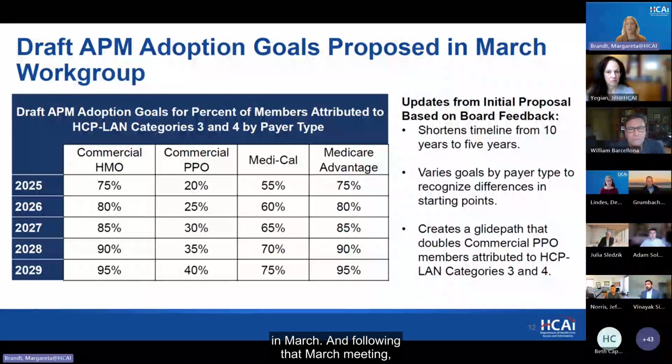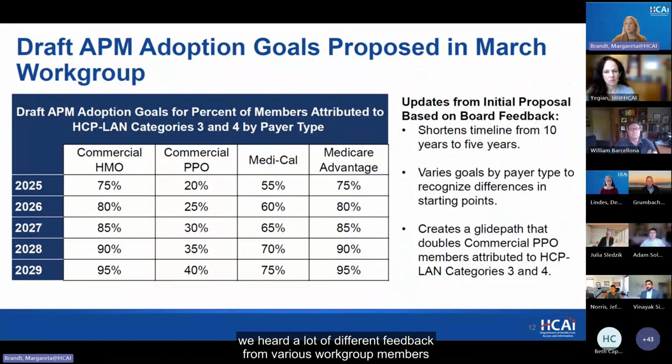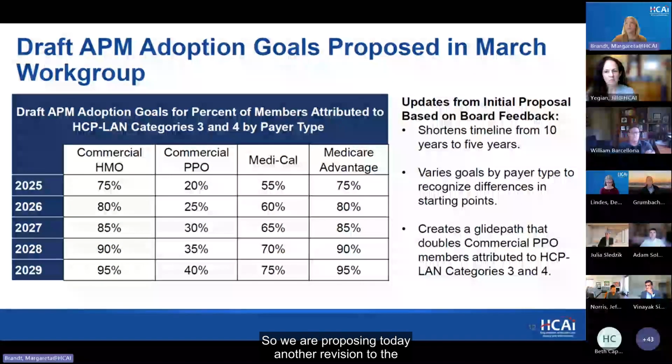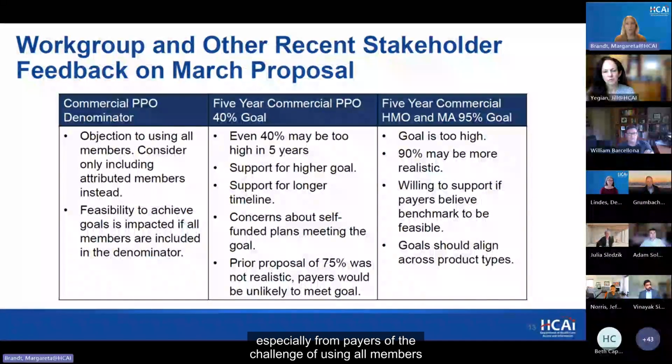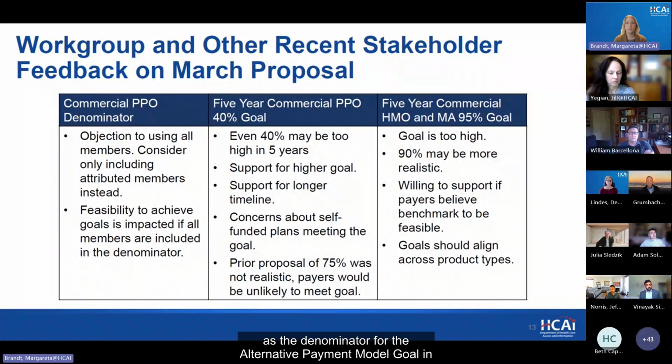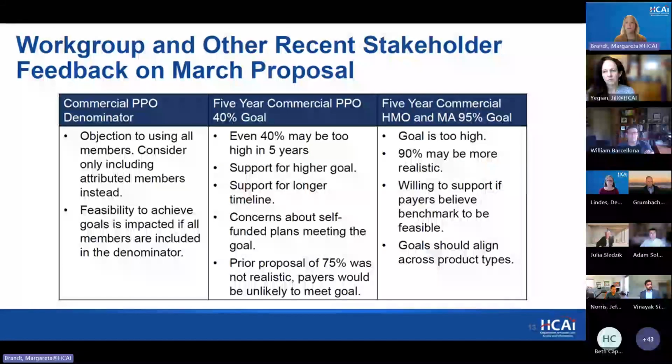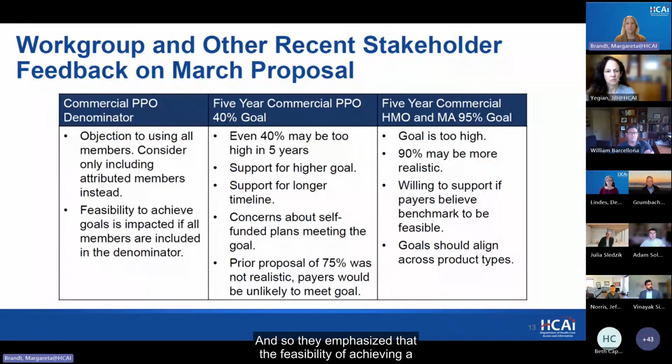And following that March meeting, we heard a lot of different feedback from various work group members and others. So we are proposing today another revision to the alternative payment model goals. This slide summarizes the feedback we received on the goals on the previous slide and what we presented in March. We did hear some feedback, especially from payers, of the challenge of using all members as the denominator for the alternative payment model goal in commercial PPO products. And so they emphasized that the feasibility of achieving a commercial PPO goal really depends on the decision regarding the denominator and how the denominator is assessed for PPOs.